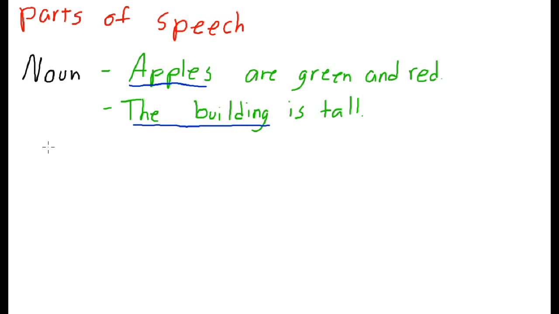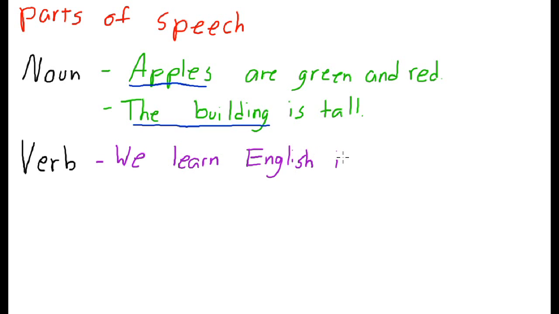The next one I want to look at, and probably one of the most important ones besides the noun, is a verb. Okay, now what is a verb? Well, a verb is an action. Okay, a verb is an action that the noun is doing. Okay, so an example of a verb, I can say, we learn English in school.